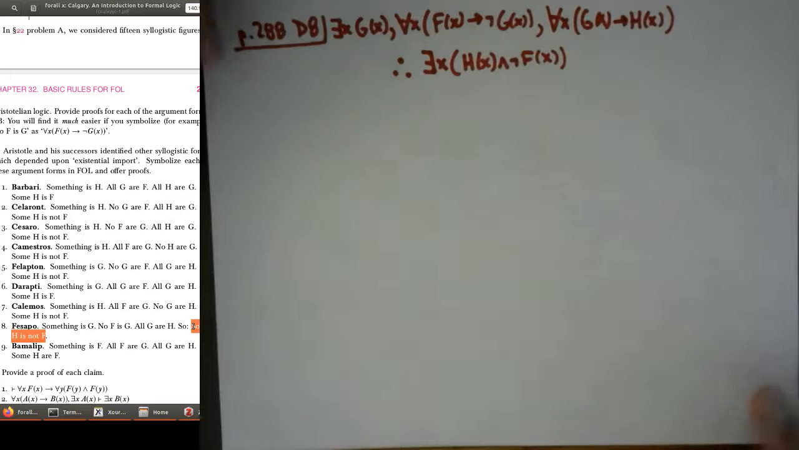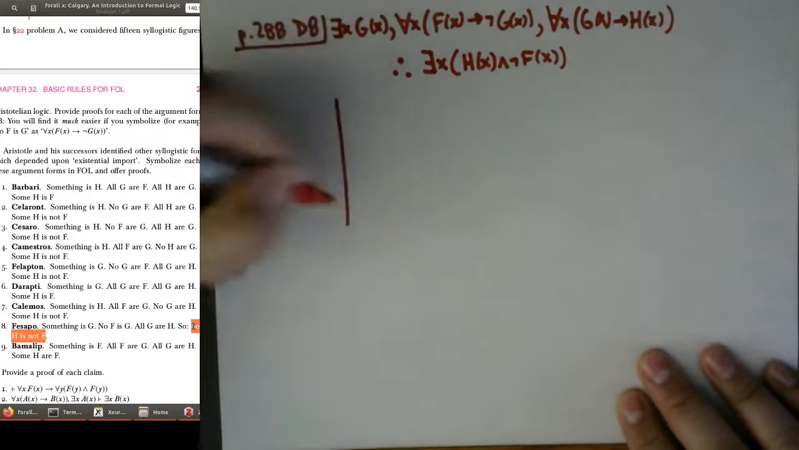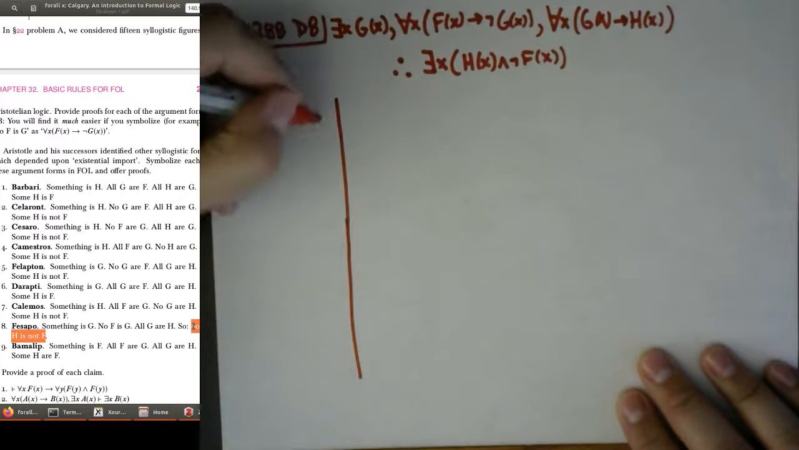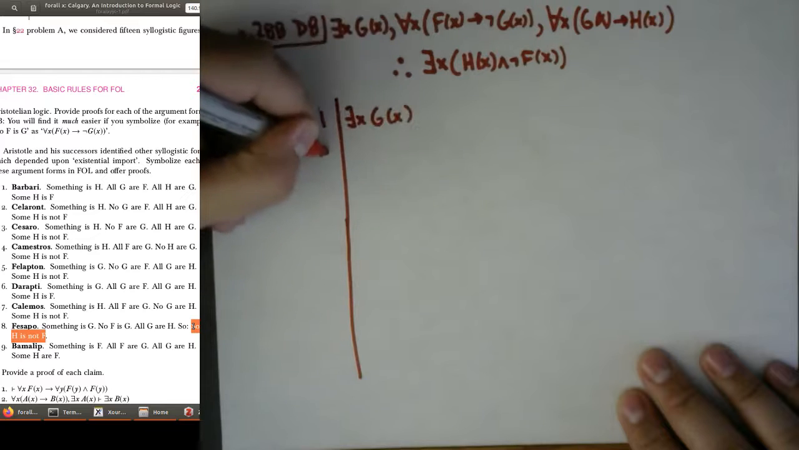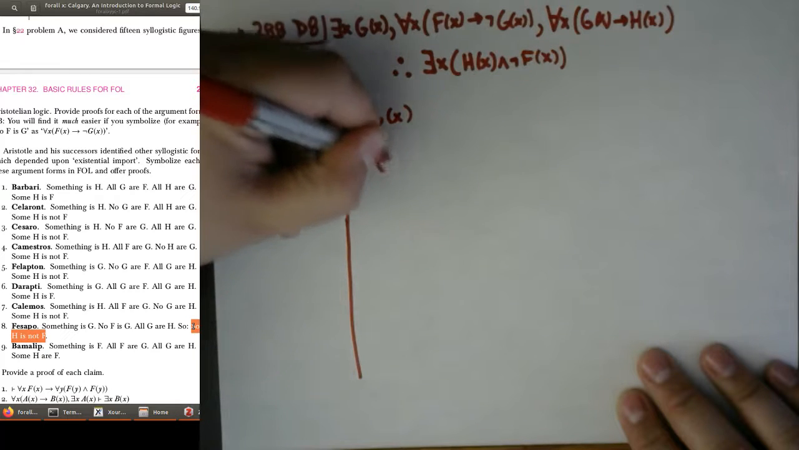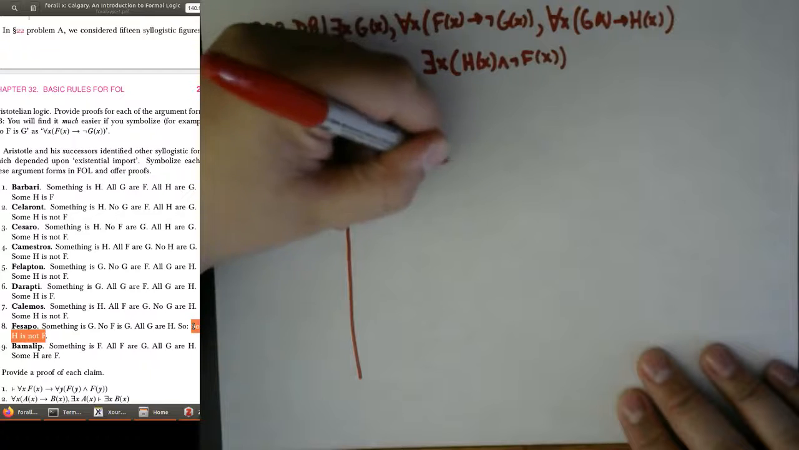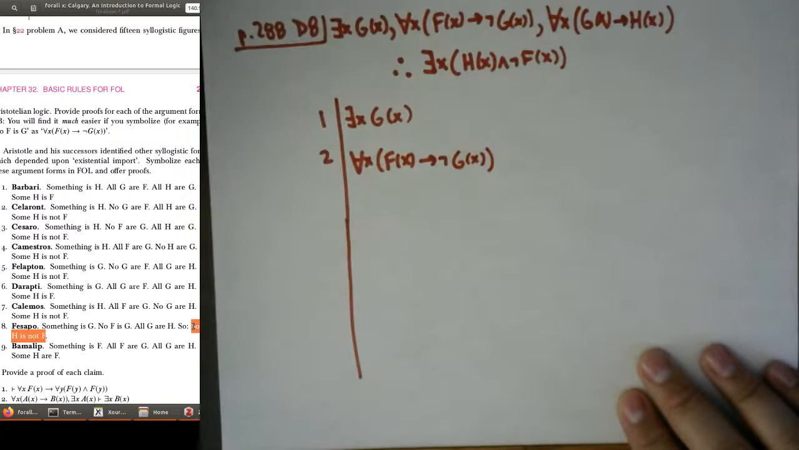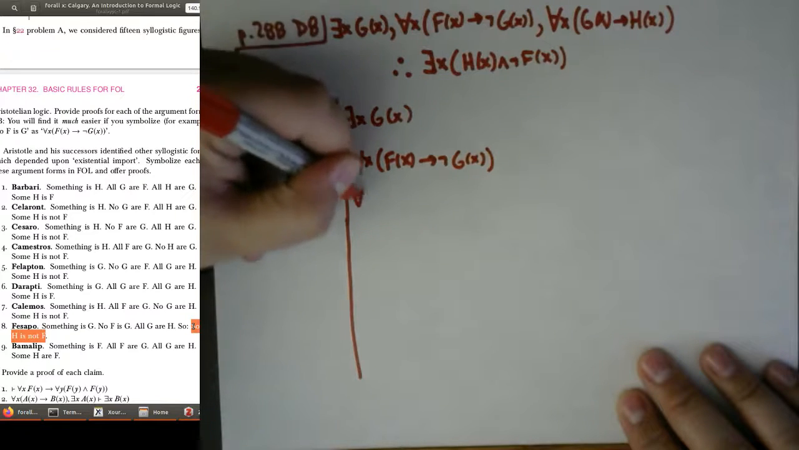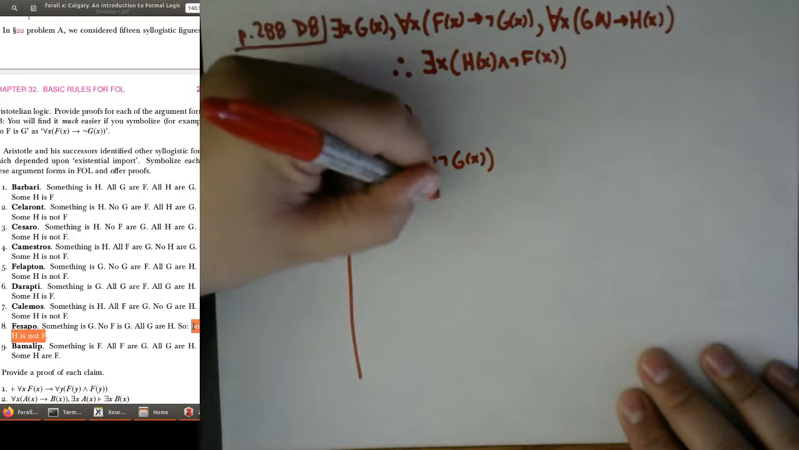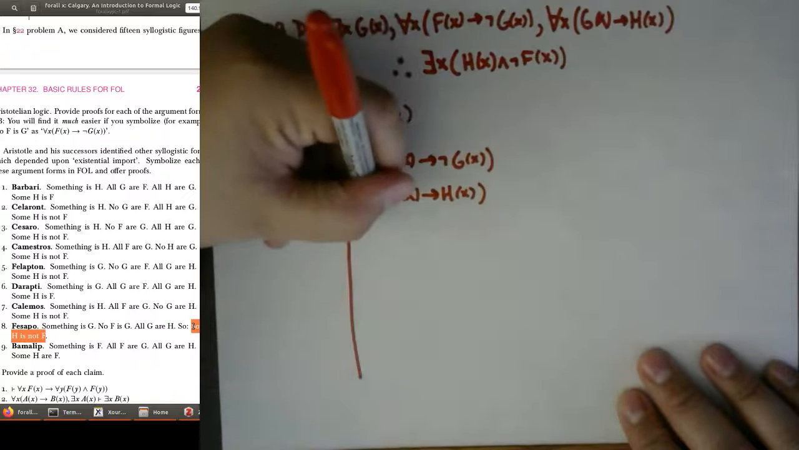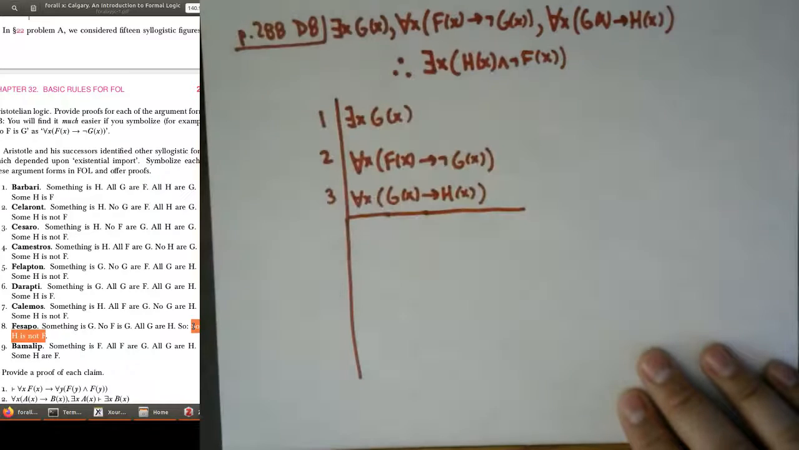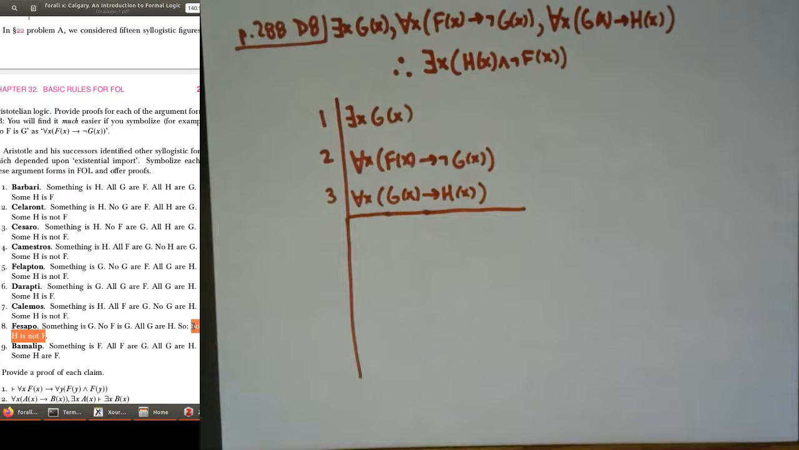So let's go ahead and try to prove this. So make our vertical line. We have line 1, and we'll just start writing our assumptions. So line 1 is the first assumption, line 2 is the second assumption, and line 3 is the third assumption. So those are our assumptions. And our goal is to end up with an existential.